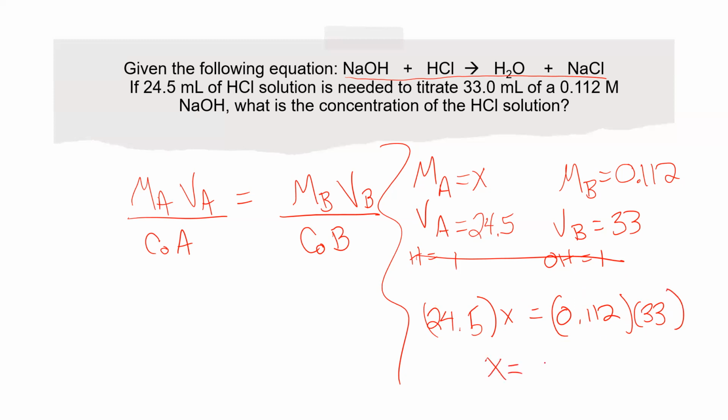Okay, solving for X here, we should have an answer rounded to 3 sig figs of 0.151. That's a little close, 0.151 molarity. Hopefully that seems pretty straightforward after going through the dilution equation already. We will continue to review this in class.